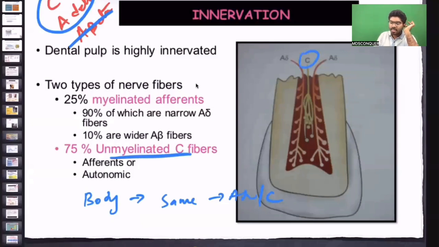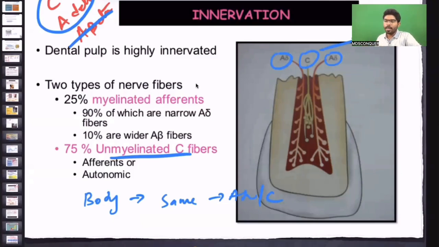C for center, C for core. Fibers present in the core, in the center, are C fibers. These are unmyelinated fibers. Fibers present in the periphery are A delta fibers, which are myelinated. And in most of your pulp sensibility tests, that is EPT, heat test, cold test, which fibers are you testing? Are you testing A delta fibers or C fibers? Yes, you are testing A delta fibers.